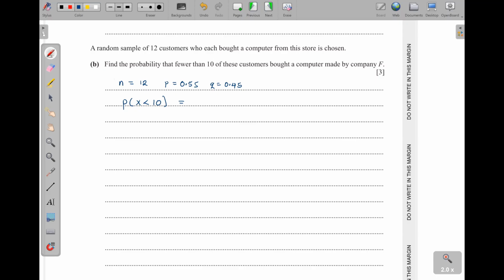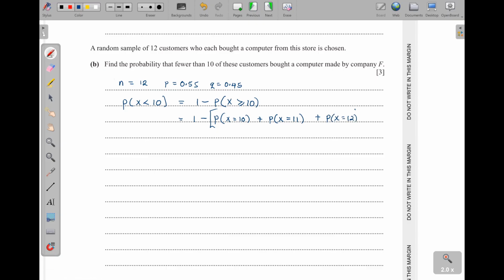But that is a waste of time. Instead of doing all of that, why don't I just say that we get 1 minus the probability of x greater than or equal to 10, since 10 is not included here. Now I include it here. So here we can then have 1 minus the probability of x is equal to 10, then x is equal to 11, and then x is equal to 12.